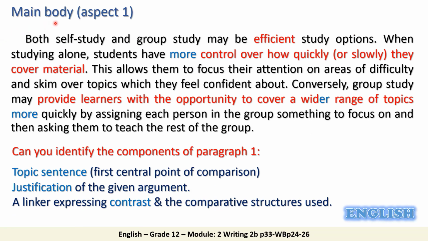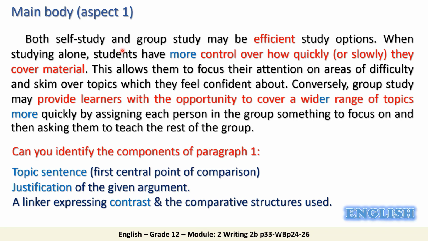This is the main body, the first main body paragraph, in which we are going to handle aspect number 1. Please pause, take your time to read it, and try to identify its components, especially the topic sentence and the justification, and whether the writer has used linkers to express contrast, and whether there are some comparative structures or not. And once you have finished, please follow.